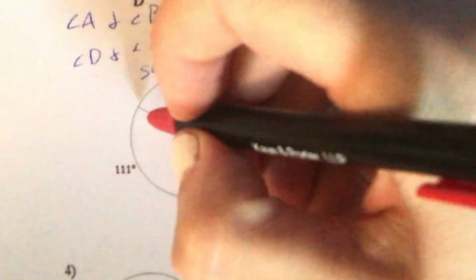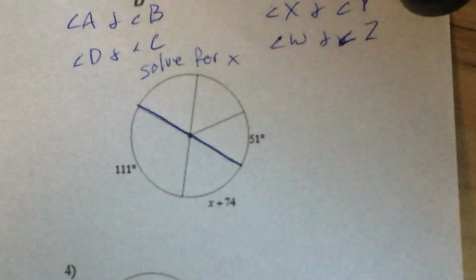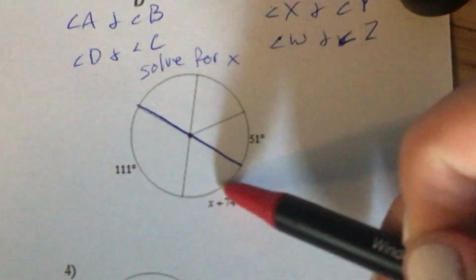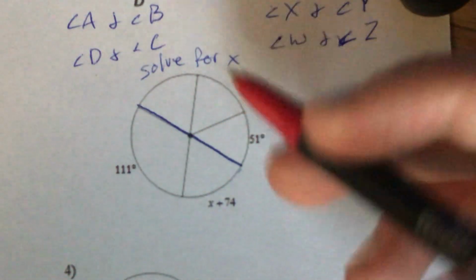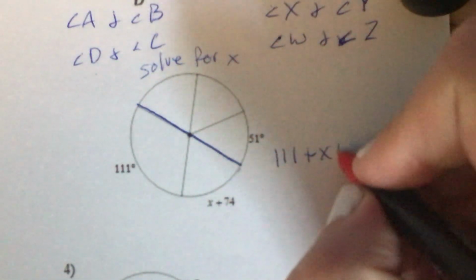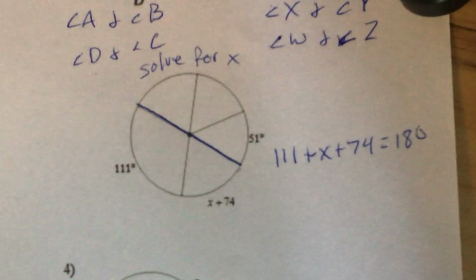You see how we know this is the diameter? Okay? So if this is the diameter, I know this whole arc is equal to 180 degrees. So I can just do 111 plus x plus 74 equals 180. And then I can solve for x that way.